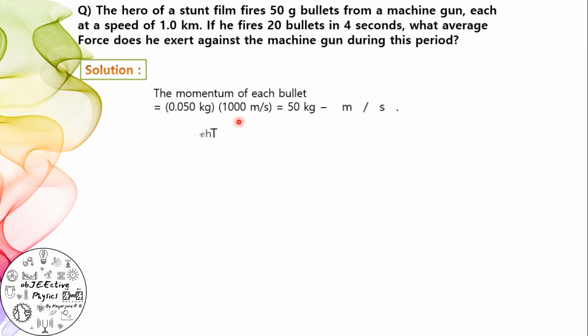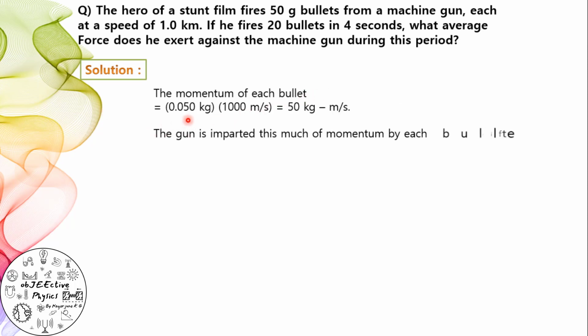The momentum of each bullet is equal to, momentum is nothing but mass into velocity. The mass of the bullet is given as 50 grams, or we can write it as 0.050 kg, into the speed of the bullet, given as 1 kilometer per second. 1 kilometer is nothing but 1000 meters per second. So the momentum of each bullet becomes 50 kg meter per second.